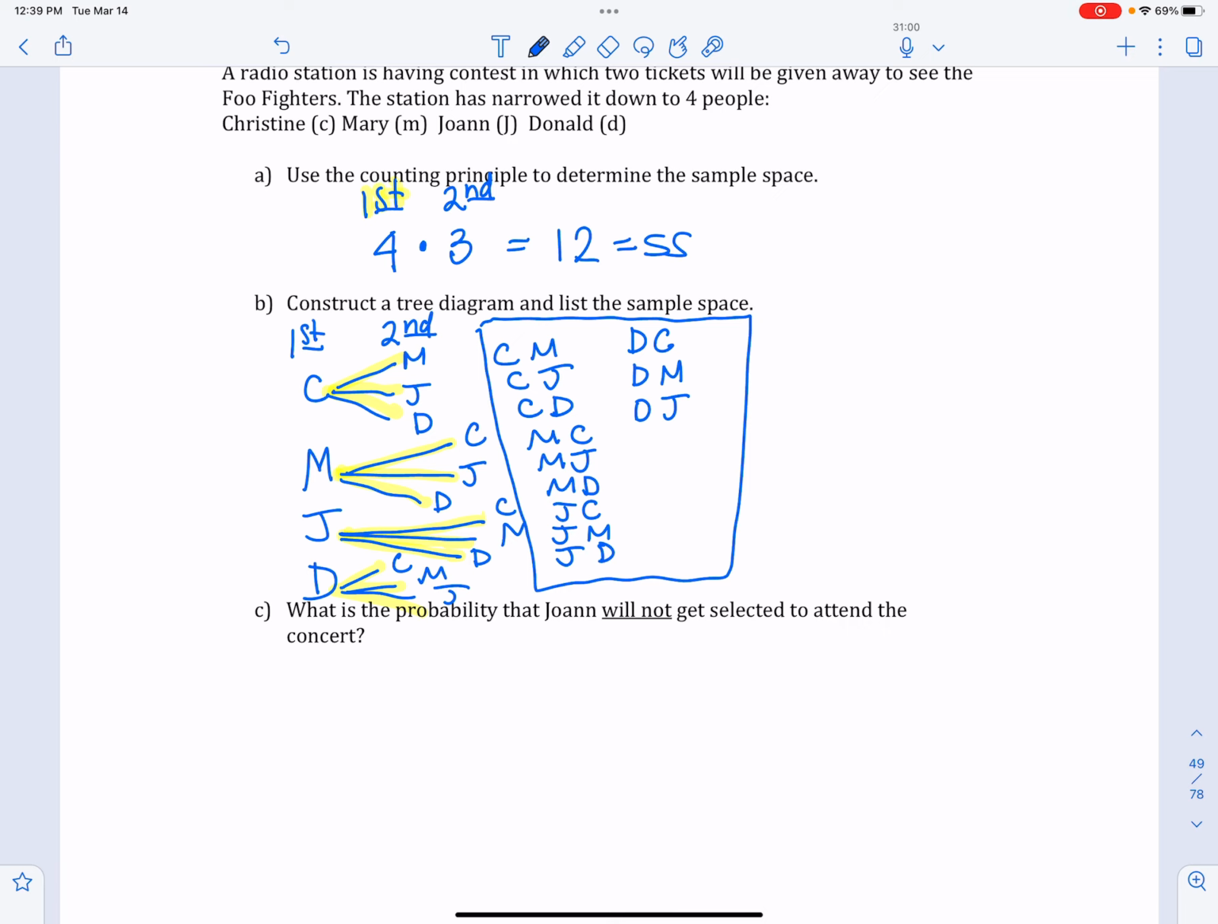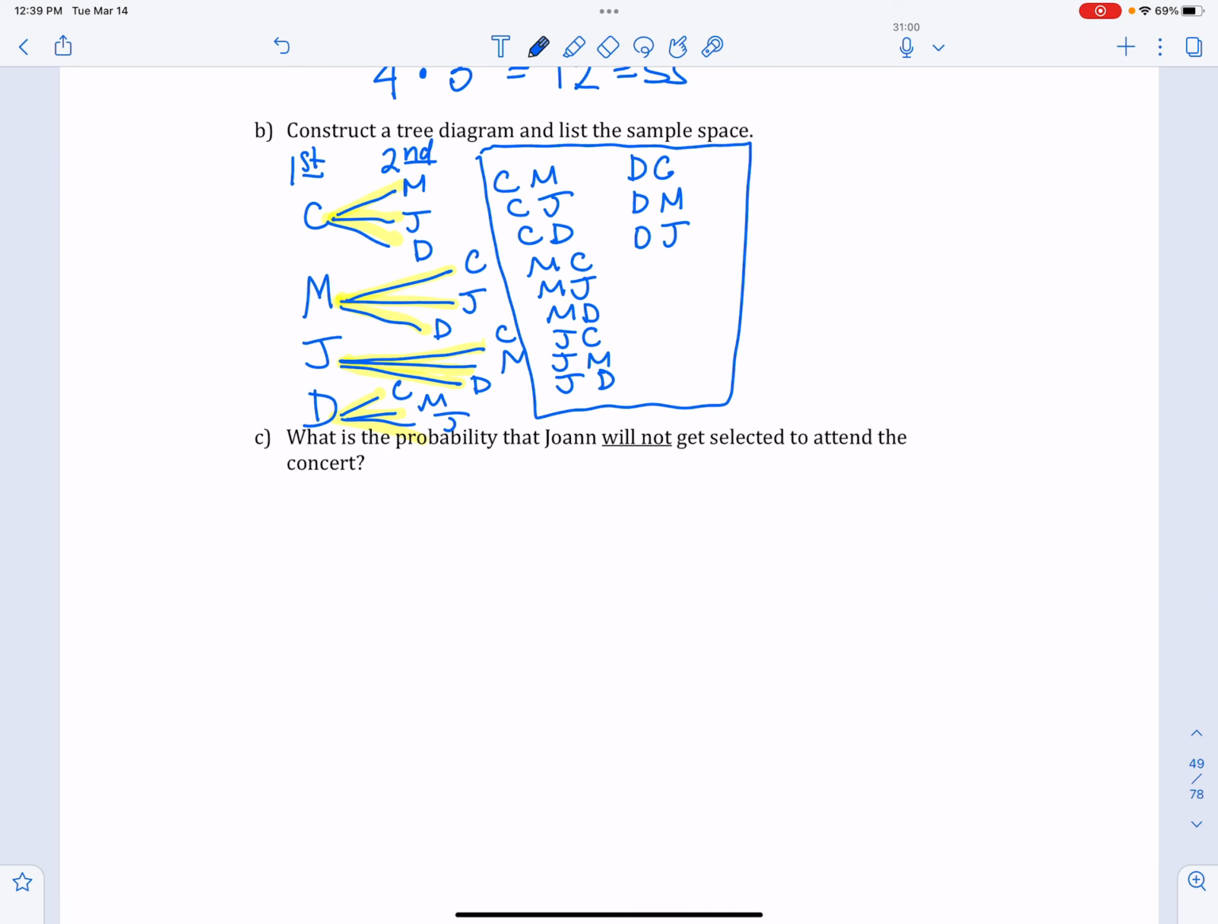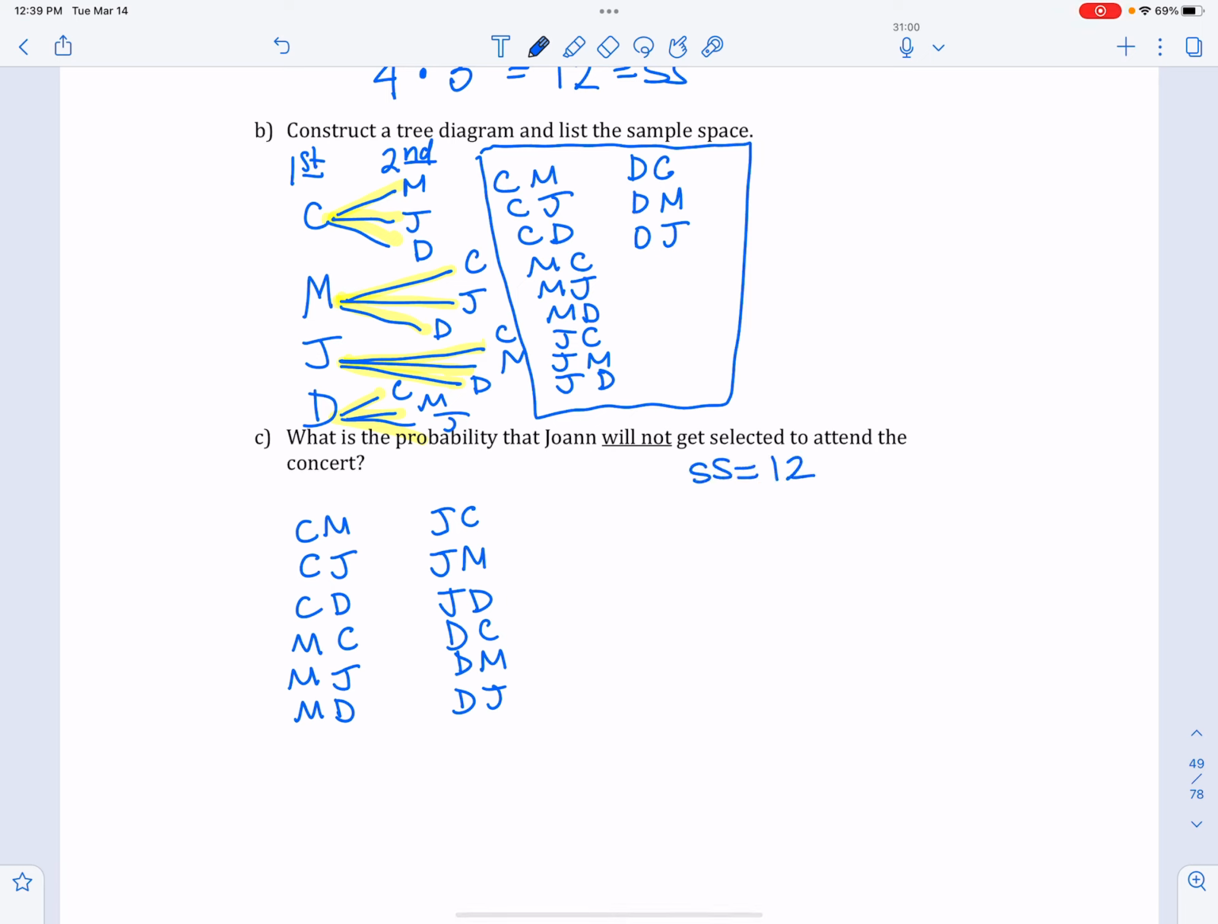For part C, it says, what's the probability that Joanne will not get selected to attend the concert? Okay, since I already did my tree diagram and wrote out all my possibilities, I can just rewrite these really quickly. And once I get done rewriting them, what I'm going to do is I'm going to highlight anything that does not have a J in it, because the question says, what's the probability that Joanne does not get selected to attend the concert? Okay, I know my sample space again is 12 because there's 12 different possibilities.